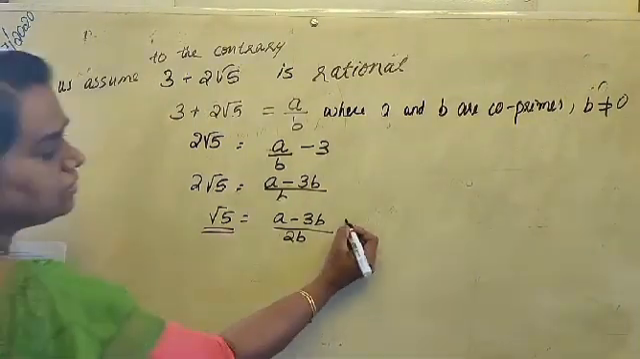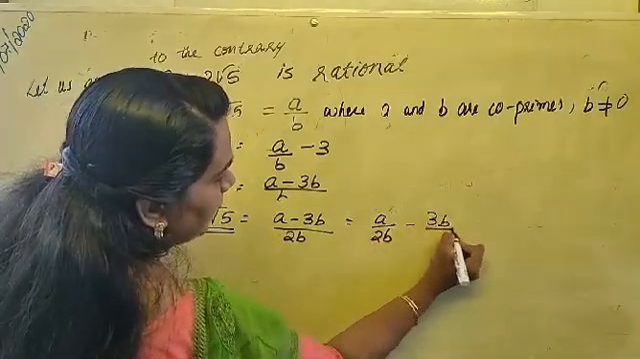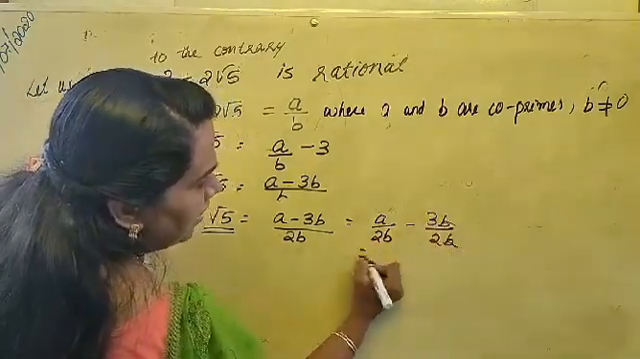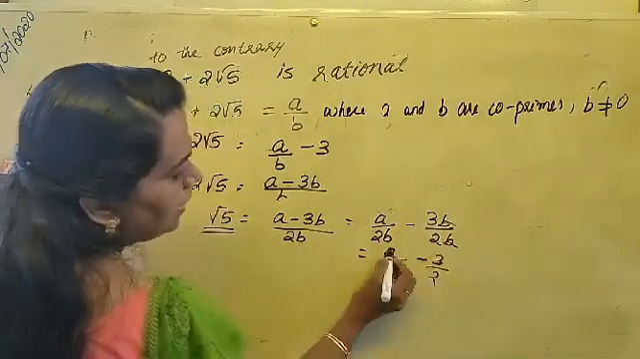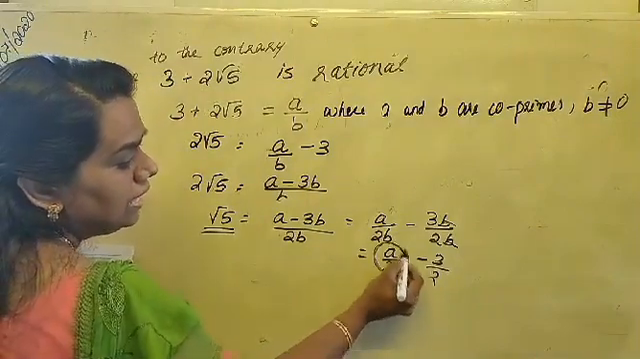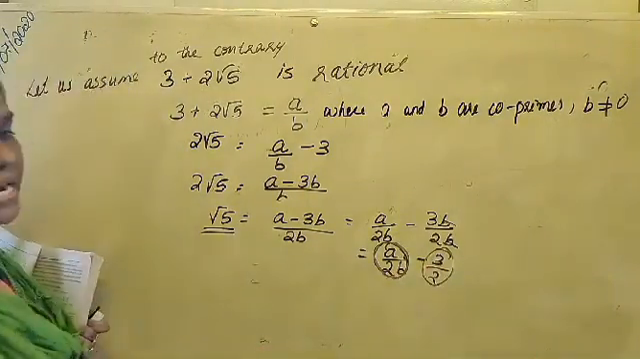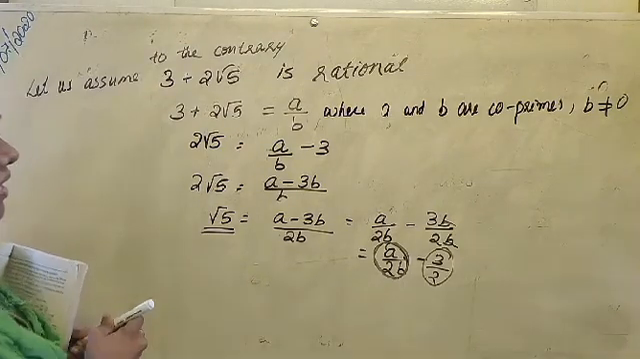What do we get on this side? a by 2b minus 3b by 2b. That is, we get a by 2b minus 3 by 2. A and b are any two integers, so this is a rational number. Here it is also a rational number. If you subtract two rational numbers, you get another rational number.